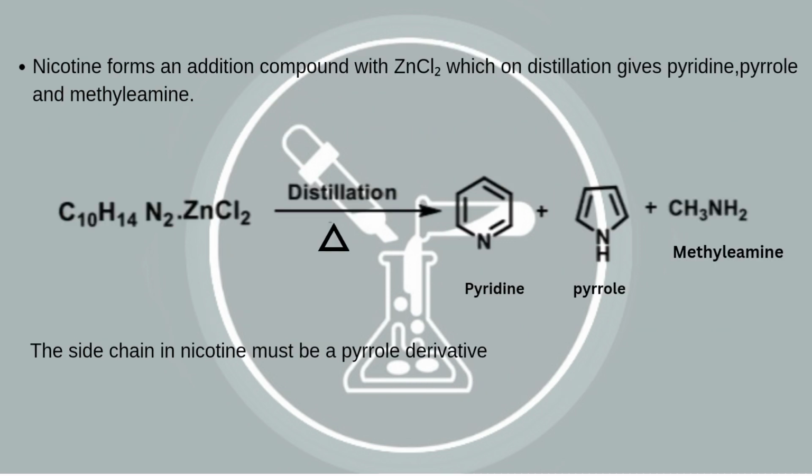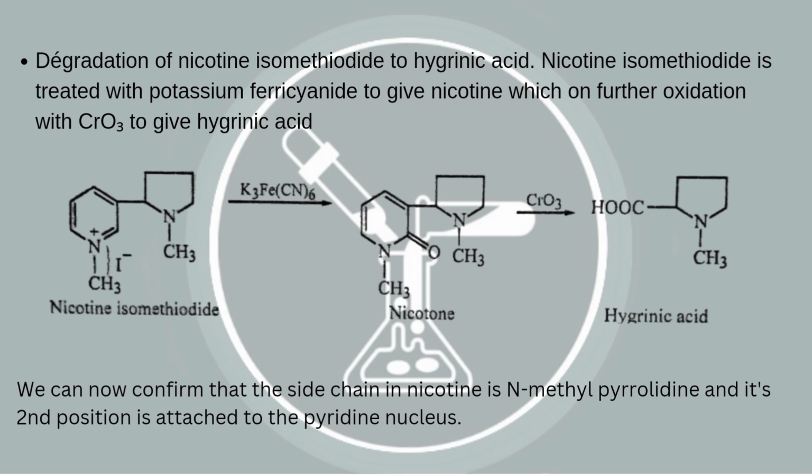Nicotine forms an addition compound with ZnCl2, which on distillation gives pyridine, pyrrole, and methylamine. So the side chain in nicotine must be a pyrrole derivative. We know that nicotine has a side chain and the side chain must be a pyrrole derivative. Now let's consider another reaction.